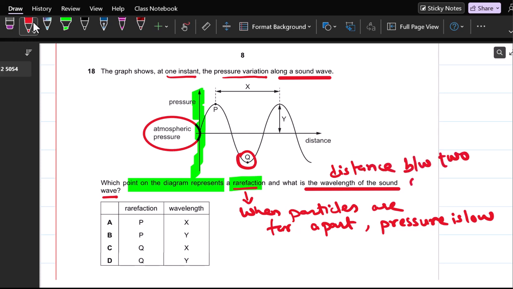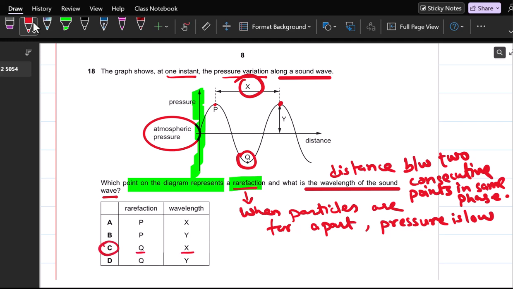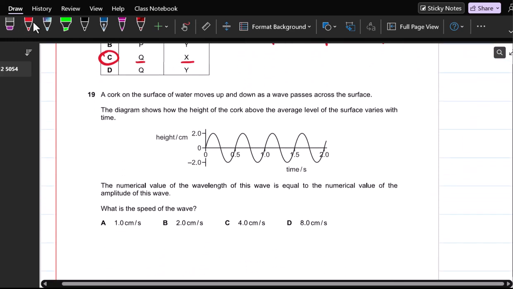And what is the wavelength of the sound? Wavelength is the distance between two consecutive points in the same phase. So from this crest to this crest, this distance is the wavelength. So rarefaction is Q and wavelength is X, so C is the right option here. Moving to the next question.